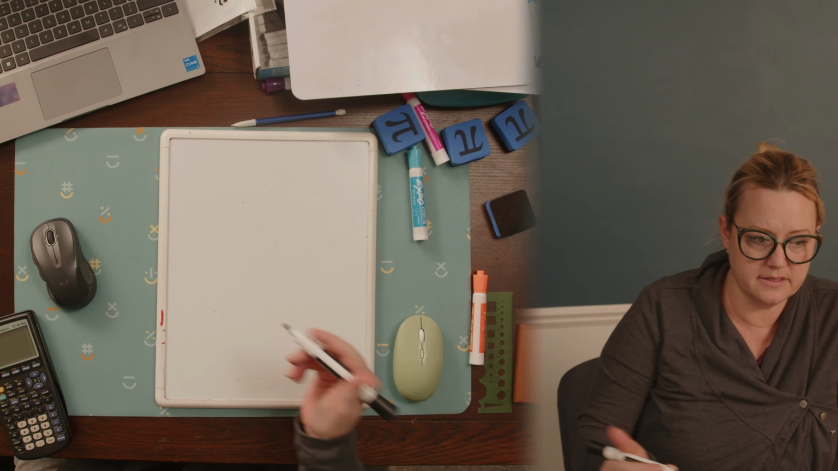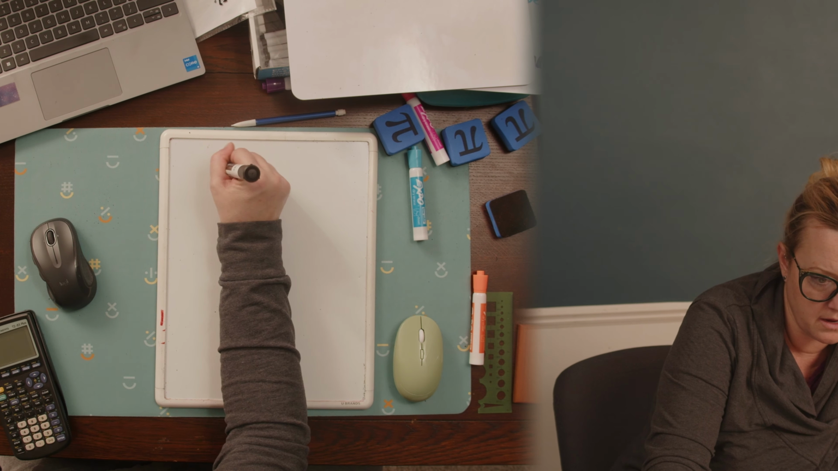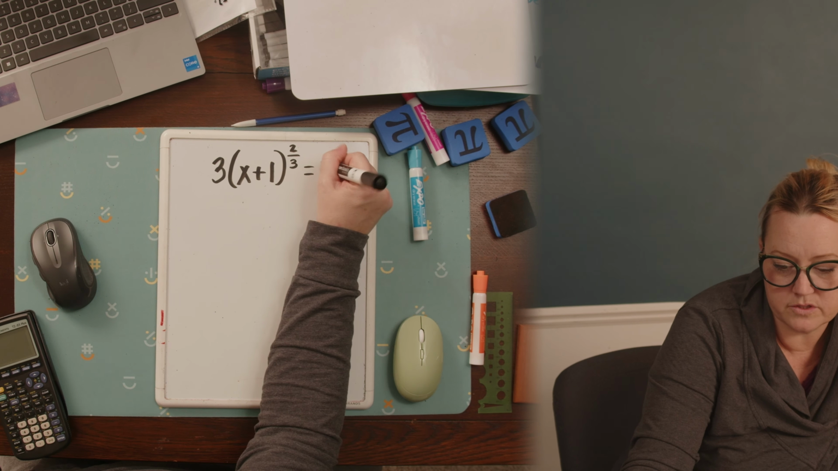Let's do this rational exponent, right? So let's do 3 times (x plus 1) to the 2/3 equals 12.